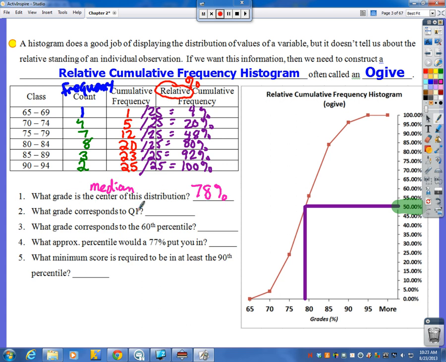What grade corresponds to Q1? Well, Q1 is the 25th percentile. So now we just need to do the same thing, except instead of 50%, we need to go down to 25%. We need to shoot over. Let's just make our line longer.